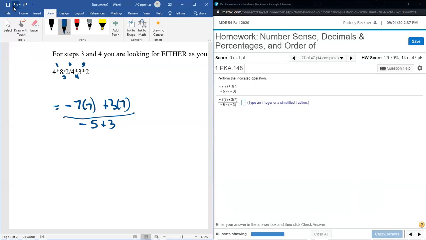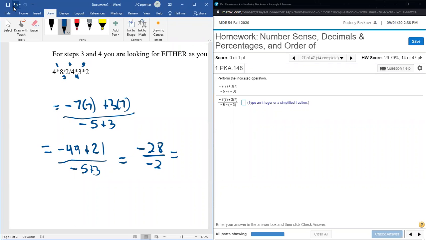So -7 times 7 is -49, then plus 3 times 7 is 21. See, I did the multiplications before the addition because of PEMDAS, because of the order of steps. All over -5 plus 3. In the top, that's an addition. These are opposites in sign. 49 minus 21 is 28, but we keep the larger number's sign, so -28. -5 plus 3: 5 minus 3 is 2, but the larger is negative, so -2.